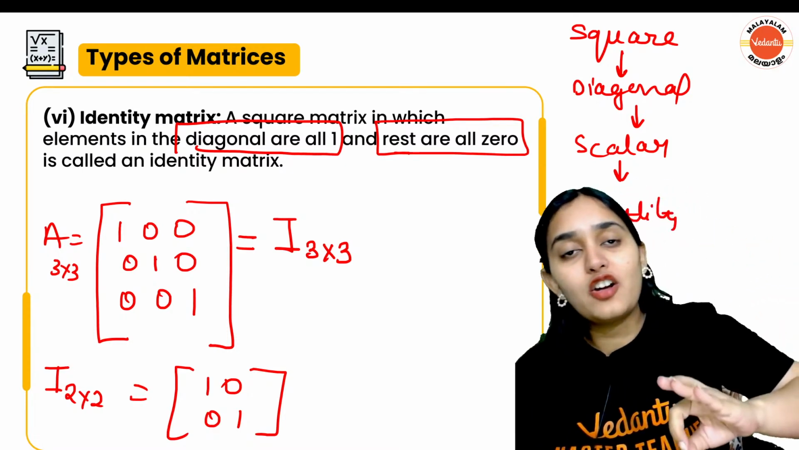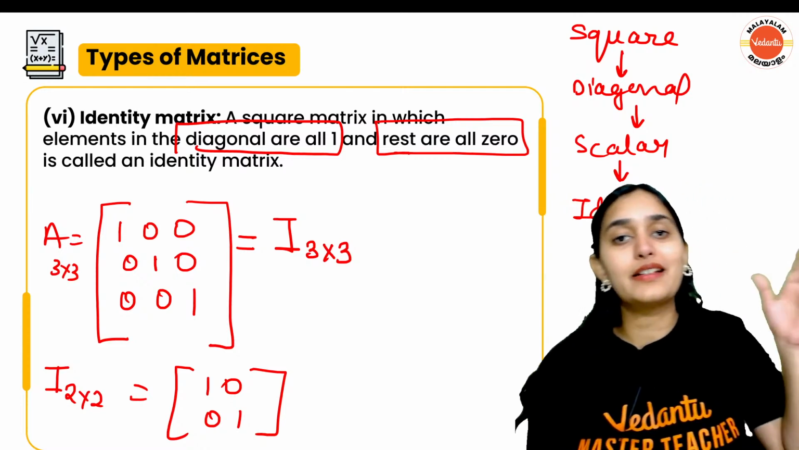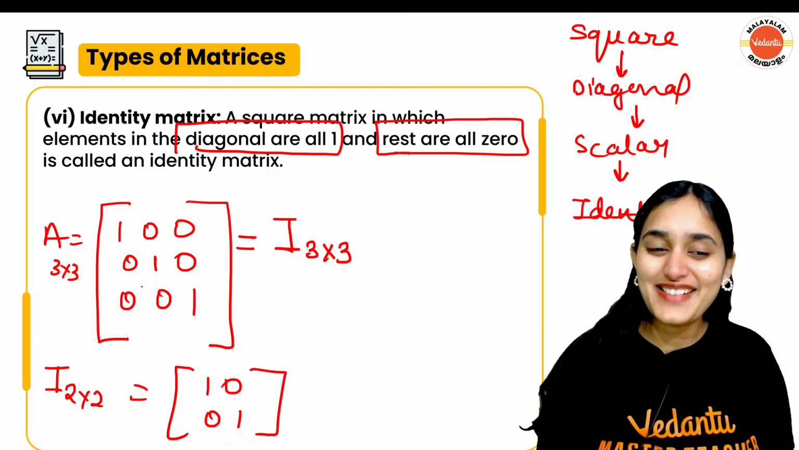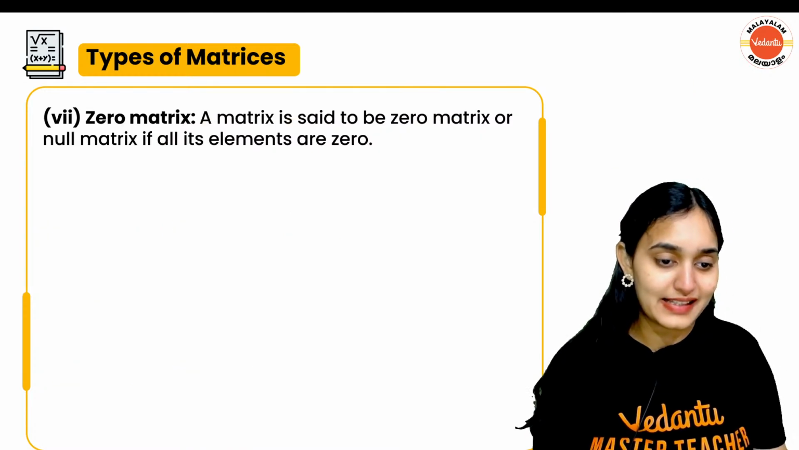So, it can be a 3 cross 3 matrix. It can be a 2 cross 2 matrix. It can be a 4 cross 4 matrix. Only the diagonal elements should be 1. Understood, everybody? The different types of matrices.